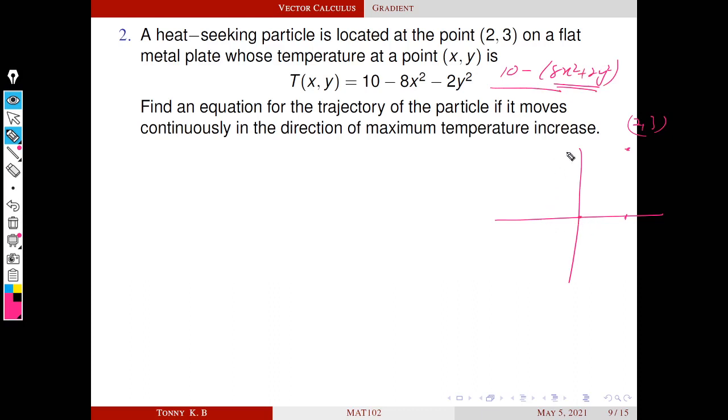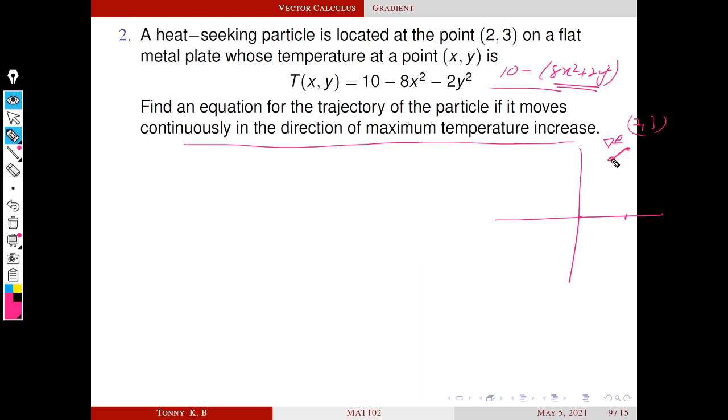Okay, but the particle is moving in this principle. What is the principle? The particle is always moving continuously in the direction of maximum temperature increase. So what is the idea? We have a temperature distribution along this metal plate. The core idea is, first of all, we compute the gradient at this point. Then we identify the del f direction, which gives the maximum rate of change of the temperature. So first of all, this particle moves in this direction.